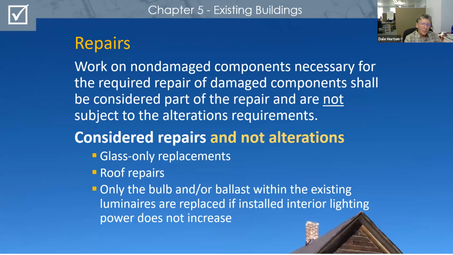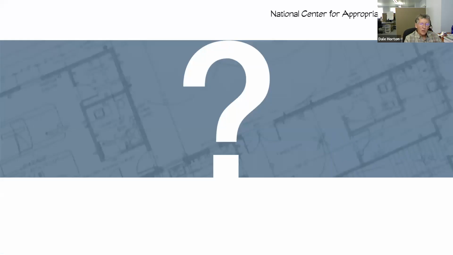Repairs are not covered by the energy code, and examples are glass-only replacements, roof repairs, or if you're exchanging just the bulbs and ballasts in a lighting system, those also do not fall under the requirements of the code. So, any questions?